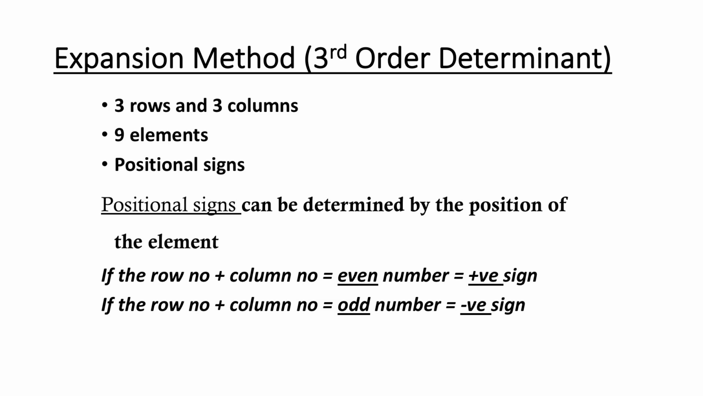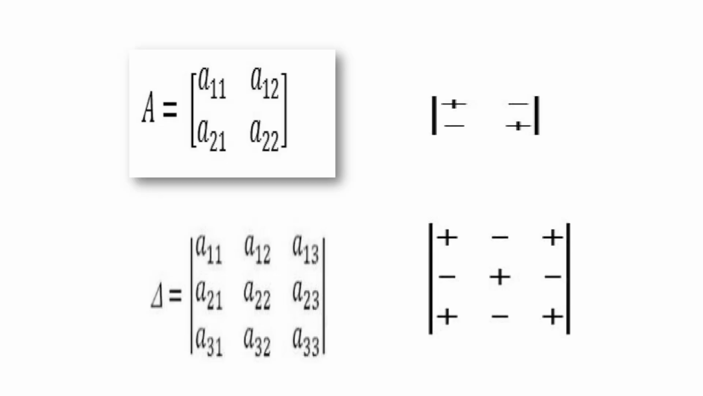Now, how do we know the positional sign of the element? Let us take, for example, A11. When I say A11, that means first row, first column. We add the row number and column number to find the value. 1 plus 1 means 2. If the resultant value is an even number, the sign is positive, that means plus. When the resultant value is an odd number, the sign is negative or minus, right.